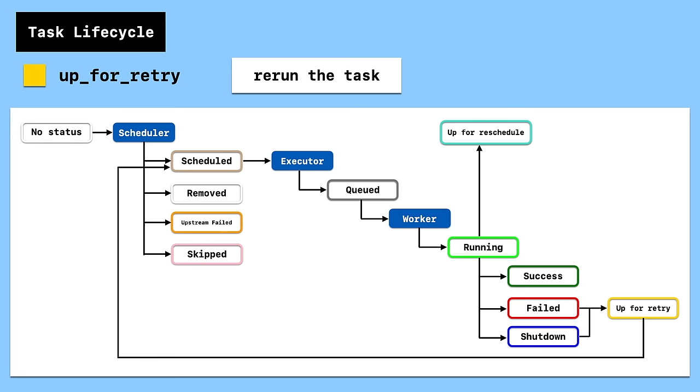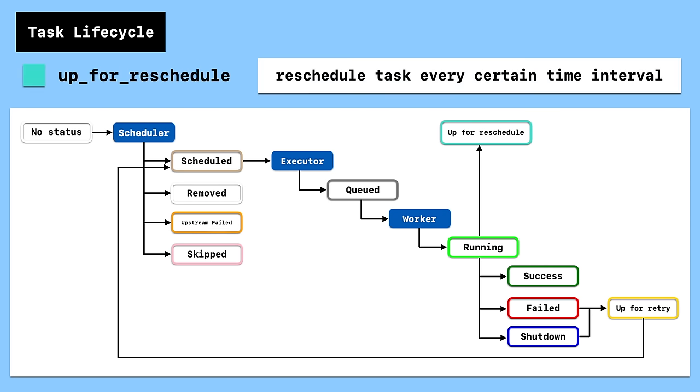In some specific cases, a task in the running stage can also be directed to the up for reschedule stage, which means the task will be rescheduled every certain time interval. A simple example for this use case would be that you will never move the task forward unless a file has been saved in an S3 bucket. So you want to check the file's existence every 10 seconds, for instance, using a sensor task.